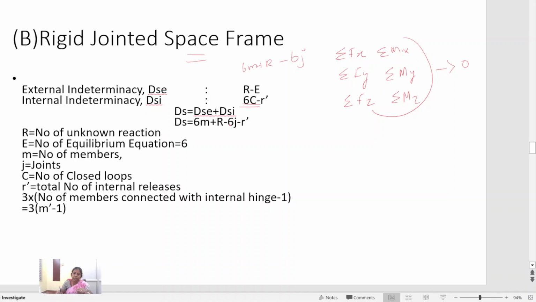So 6m plus r minus 6j minus the releases, which is common as in the previous case. Internal indeterminacy is 6 times the number of closed loops, that is 6c. And coming to the releases, in 2 dimensions, that is in a plane frame, the formula is the number of connected members to the internal hinge minus 1. In a space frame, it is 3 times the number of members connected to the internal hinge minus 1, because of the space frame, this 3 is multiplied with m minus 1.